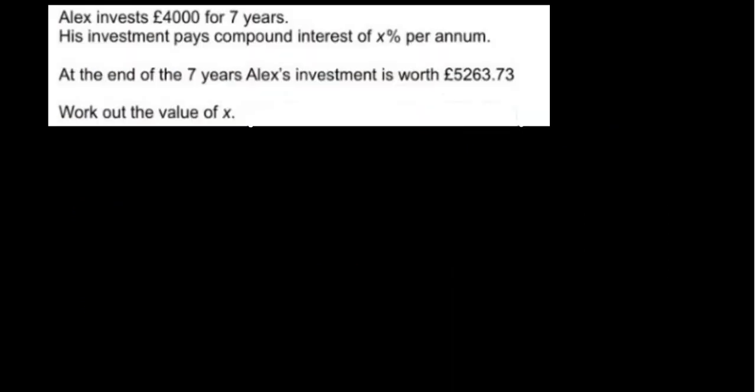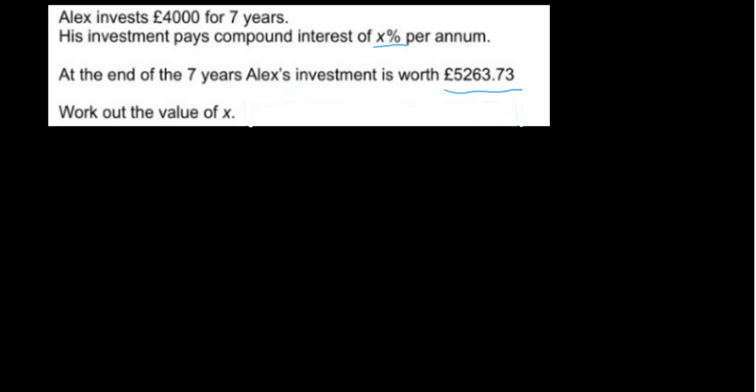So this question states that Alex invests £4,000 for 7 years. His investment pays compound interest of X percent, so that means we do not know the rate. And at the end of 7 years, Alex's investment is worth £5,263.73. Work out the value of X.